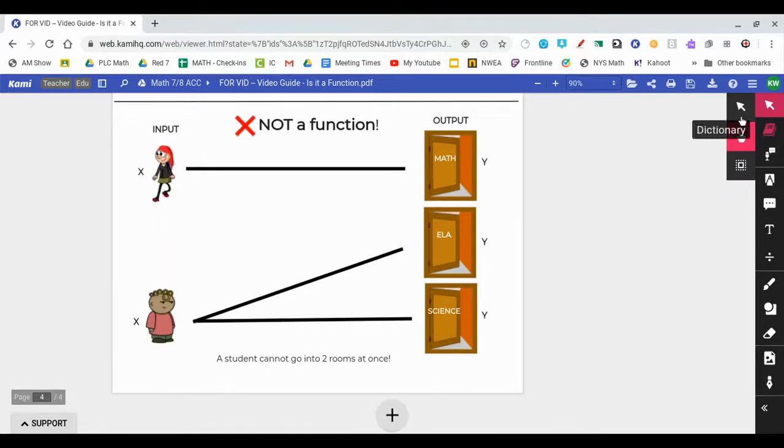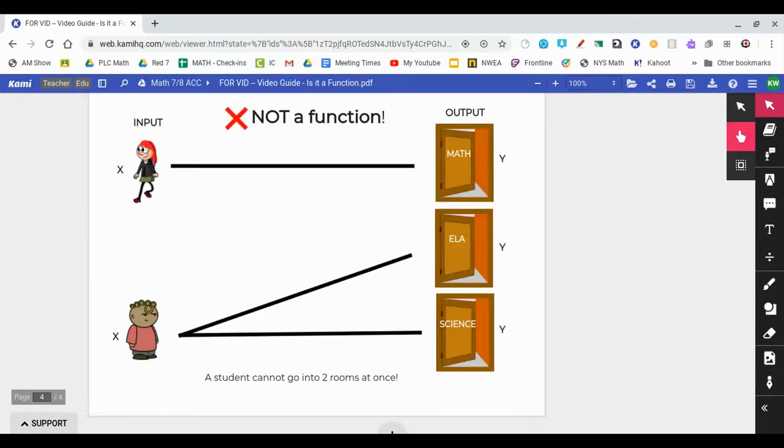So what would it look like to not be a function? This is an example of a relationship that is not a function. So student number 1 looks like they're going to block 1 math, but student number 2 does not look happy. Let's zoom in and look at that face. Oh yeah, pretty upset. Why? Because their schedule says they need to go to block 1 ELA and block 1 science. This is not a function because this student is asked to go to 2 different places.